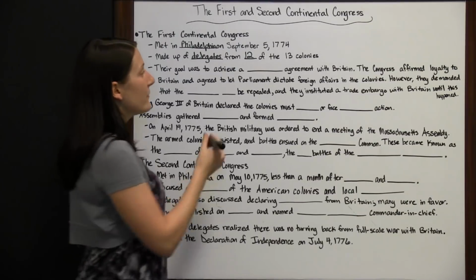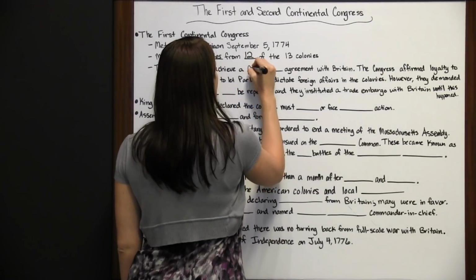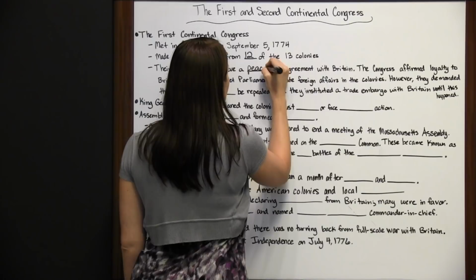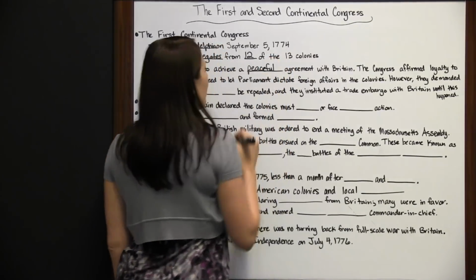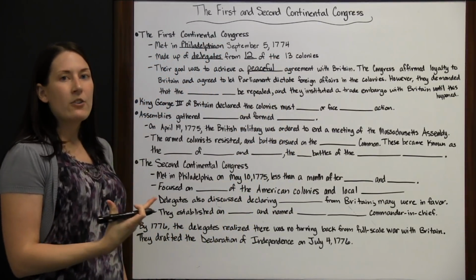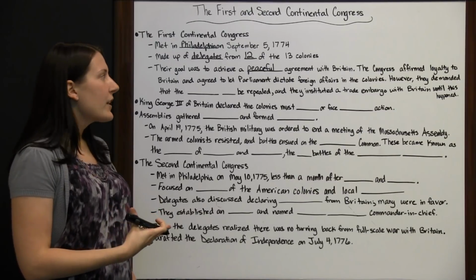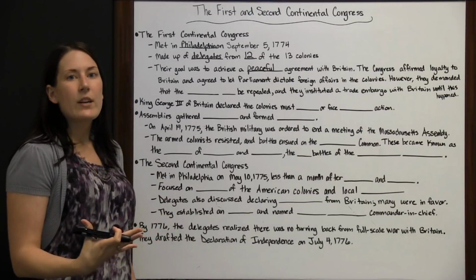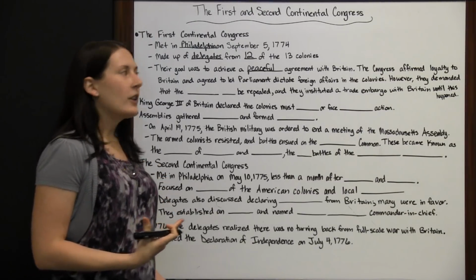So, at the First Continental Congress, these 12 delegates had a goal, and their goal was to achieve a peaceful agreement with Britain. They did not want to go to full-scale war with Britain. They knew that Britain was very powerful. They would be outnumbered if they sent a bunch of people over there, and they just basically wanted to get along but not be treated unfairly.